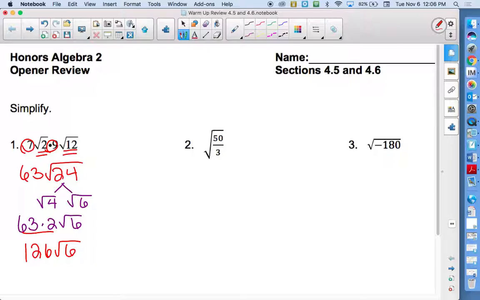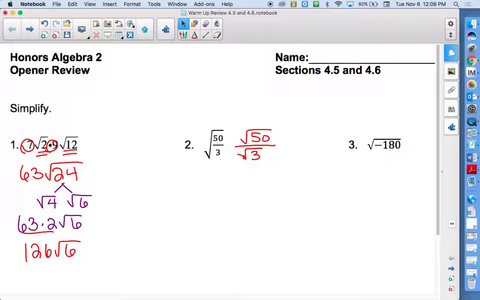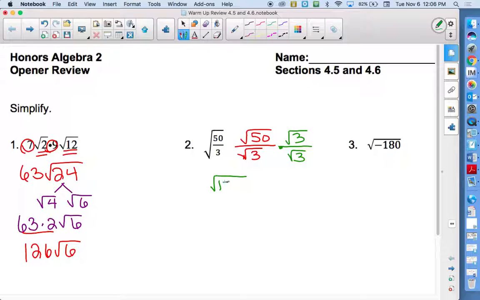So the second type of problem here, we have a fraction underneath the radical. And when you think about a fraction underneath the radical, you really can think about that as the square root of 50 separate from the square root of 3, instead of the whole thing being underneath the radical. We could split that up. We need to do that rationalizing the denominator process. Whatever square root's in the denominator, we need to get rid of. So we would multiply it by the square root of 3, top and bottom.